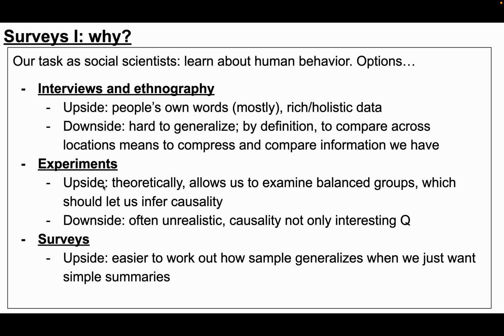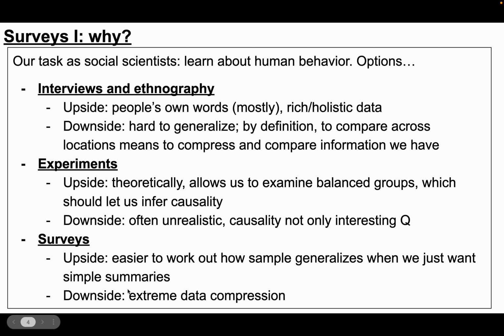And then compared to experiments, if we don't really care that much about causality and we're willing to tolerate some fuzziness in that way, just so that we don't have to go through all the effort of an experiment, which in most social science cases really isn't very realistic, surveys are the way to go. The downside is that we have this extreme data compression.